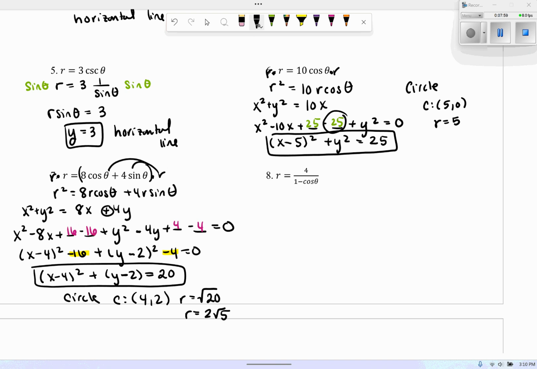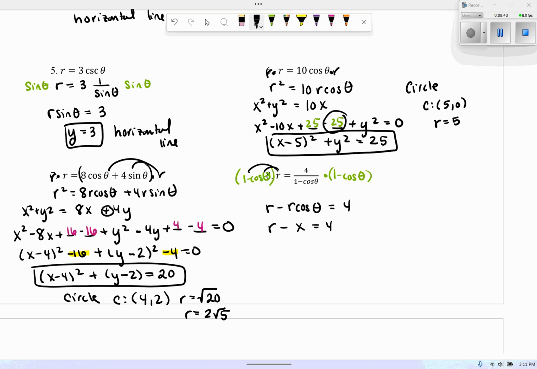Looking at the last equation, for this one I have 1 minus cosine theta in my denominator. So I can't just use a reciprocal function because of the 1 minus cosine theta. I'm going to multiply both sides by 1 minus cosine theta just to get it out of the denominator. So then that's going to distribute the r, and I get r minus r cosine theta equals 4. Once I have that, I know that I can change r cosine theta into x. So I get r minus x equals 4.